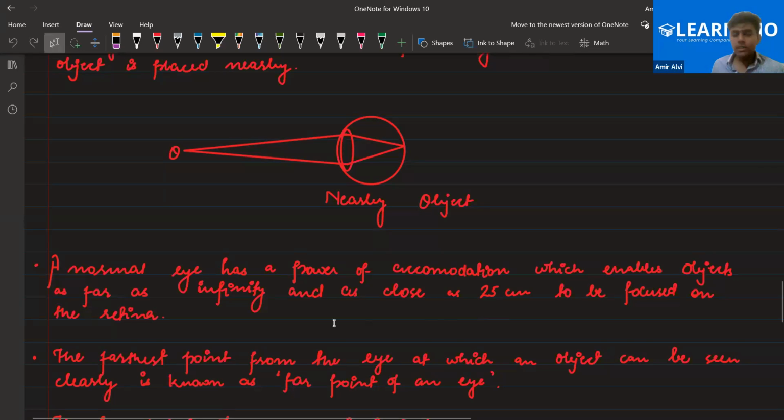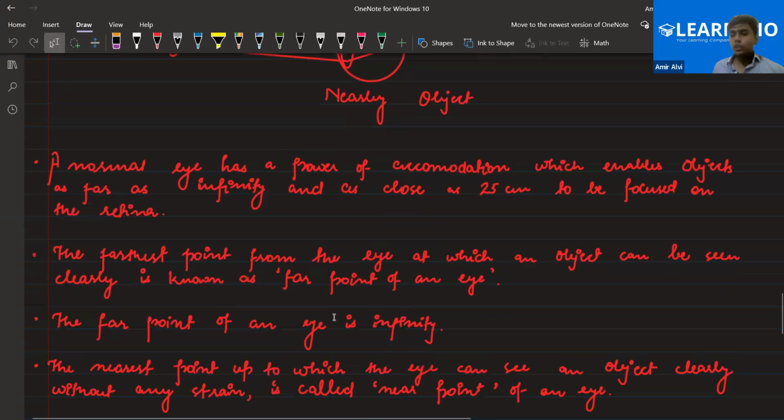Next is the farthest point from the eye at which an object can be seen, basically called the far point of the eye. It means that if you want to see a very far point, our eye can see the farthest point. So that point for your eye would be considered the far point of the eye. Am I clear to all of you?